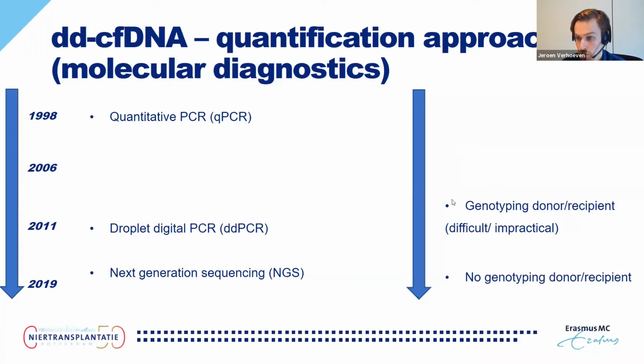But later on, it became possible to detect donor-derived cell-free DNA in more patients, first by genotyping both the donor and the recipient. But a disadvantage of that is, of course, that it is not always possible to collect donor DNA, especially when, for example, a patient was transplanted in the past. So nowadays, it's possible to detect donor-derived cell-free DNA without the need for genotyping the donor and the recipient. So that's an enormous improvement, of course.